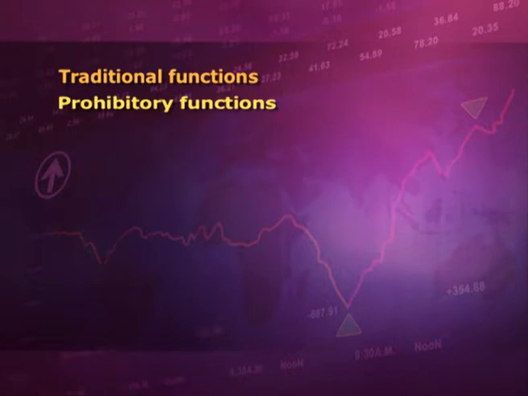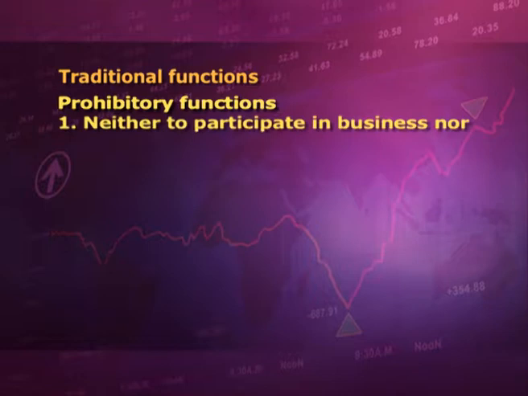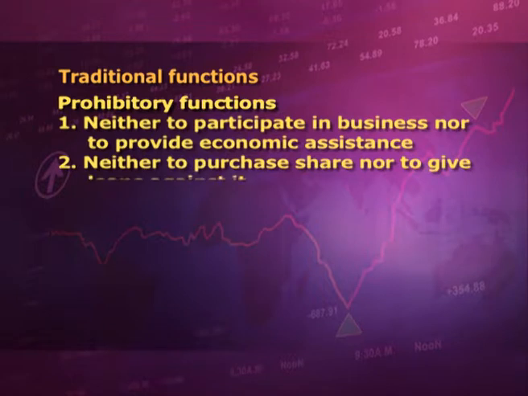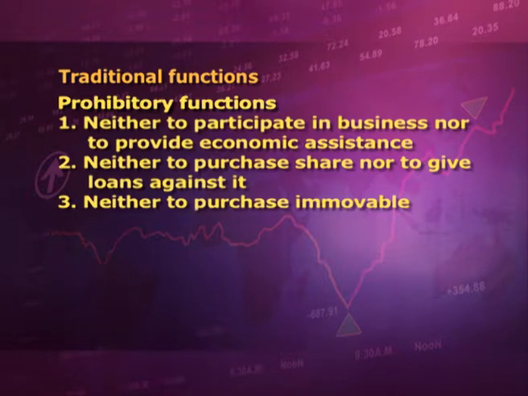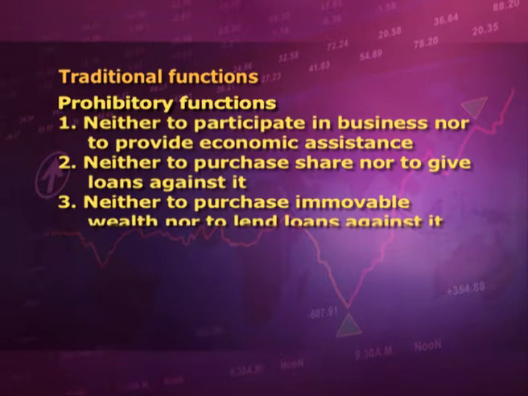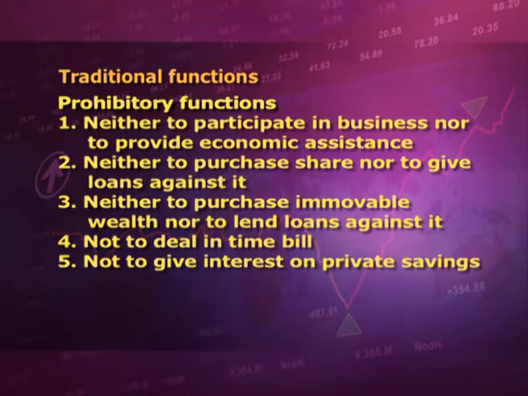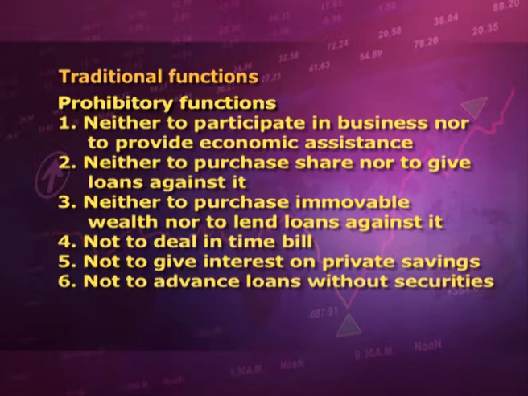Now let's discuss prohibitory functions. First is neither to participate in business nor to provide economic assistance. Next is neither to purchase shares nor to give loans against them. Another is neither to purchase immovable property nor to lend loans against it. Next is not to deal in time bills and not to give interest on private savings. Also, not to advance loans without securities.